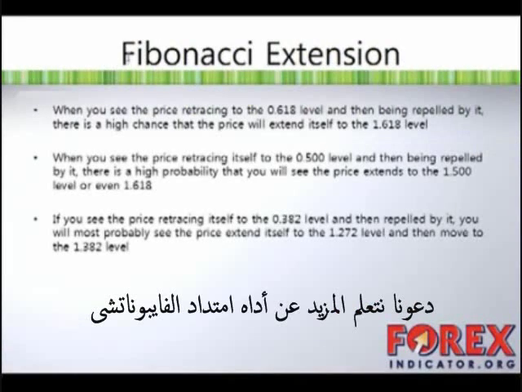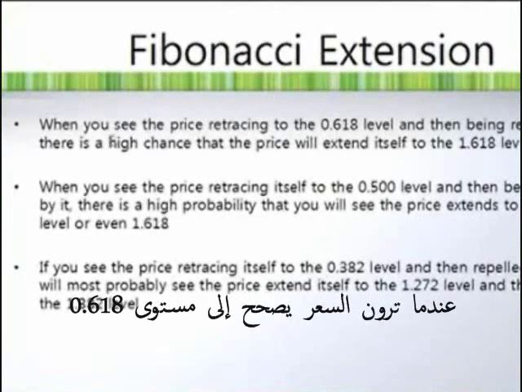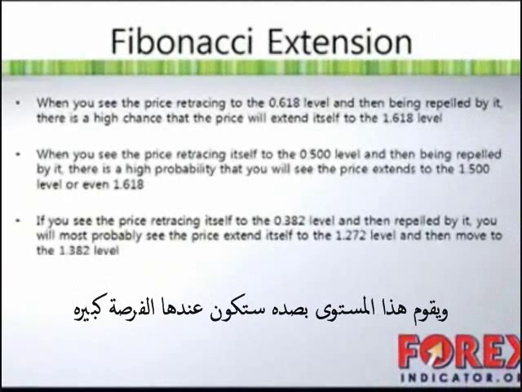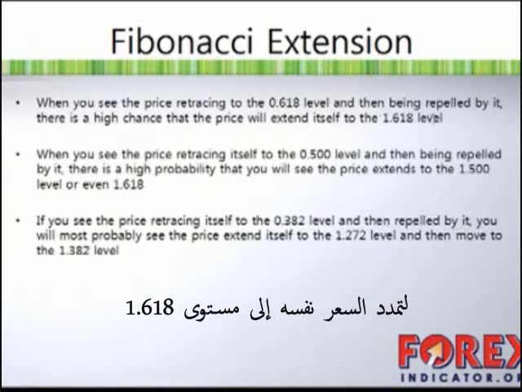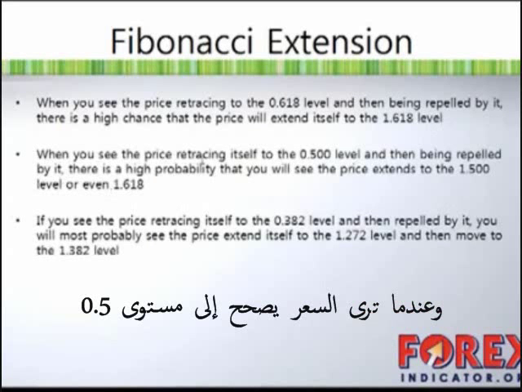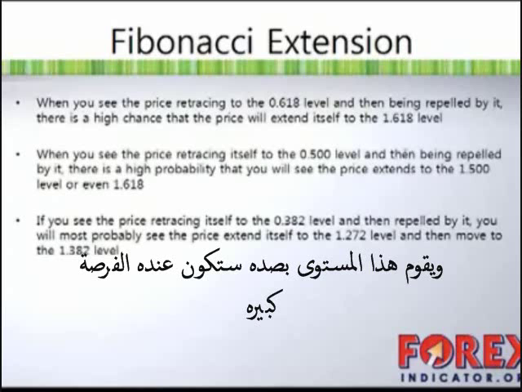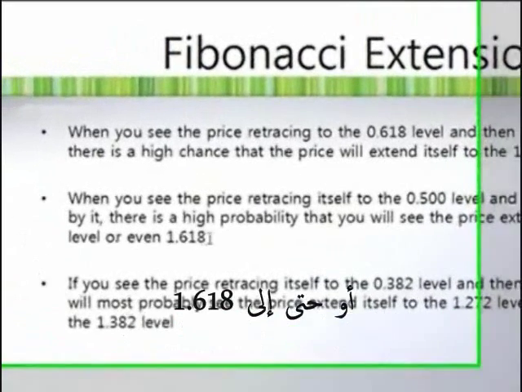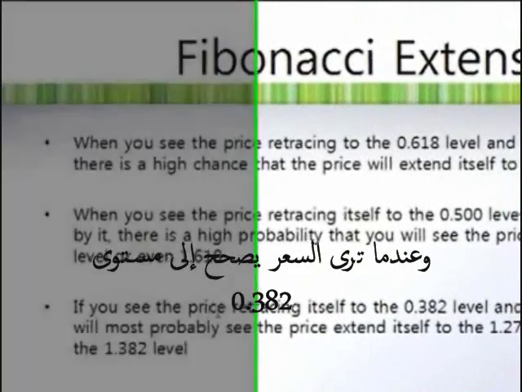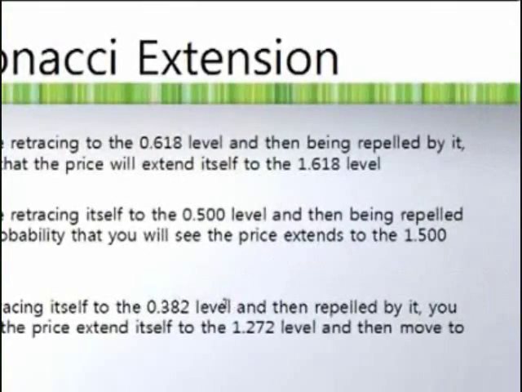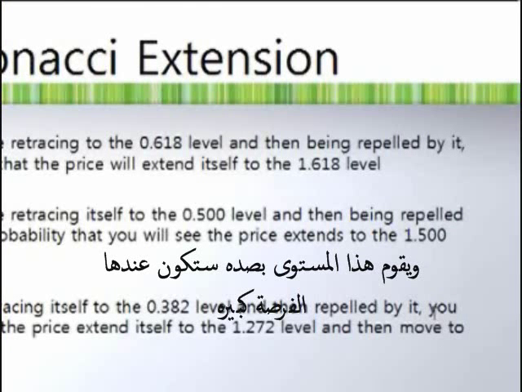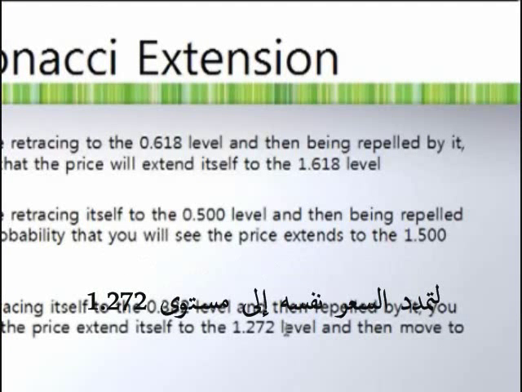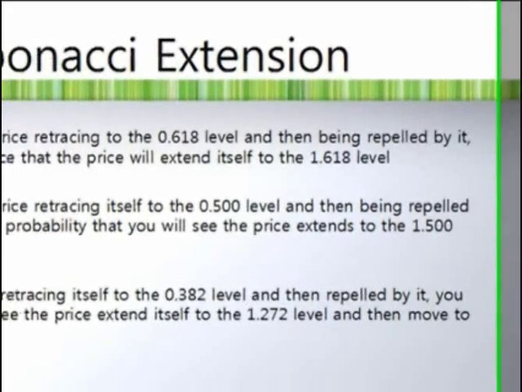So let me talk more about this Fibonacci extension function. When you see the price retracing to the 0.618 level and then get repelled by it, there's a high chance that the price will eventually extend itself to the 1.618 level. Okay, so when you see the price retracing to the 0.500 level and then repelled by it, there's a high probability that you'll see the price extend to 1.5 or even the 1.618 level. However, if you see the price retracing to the 0.382 level and then get repelled by it, the price will most probably hit 1.272. So let me show you some examples here.